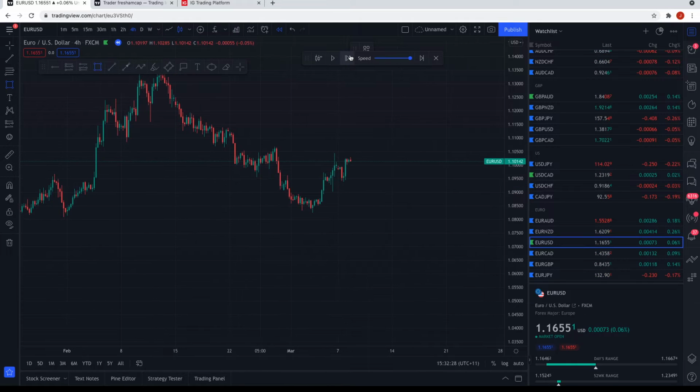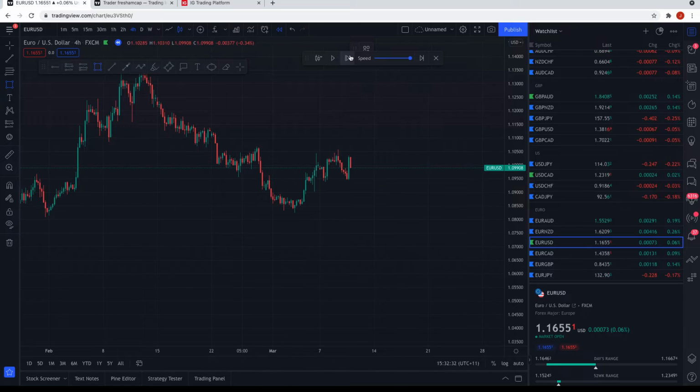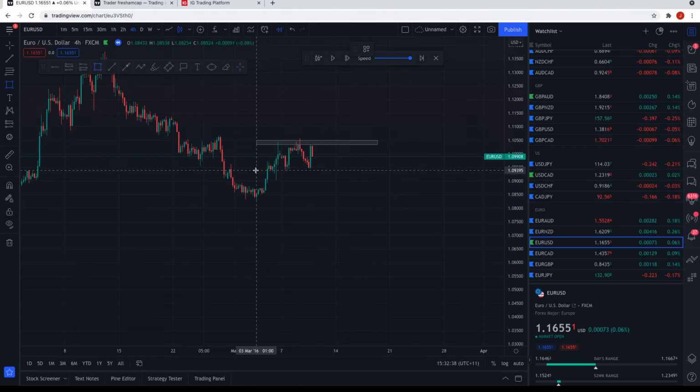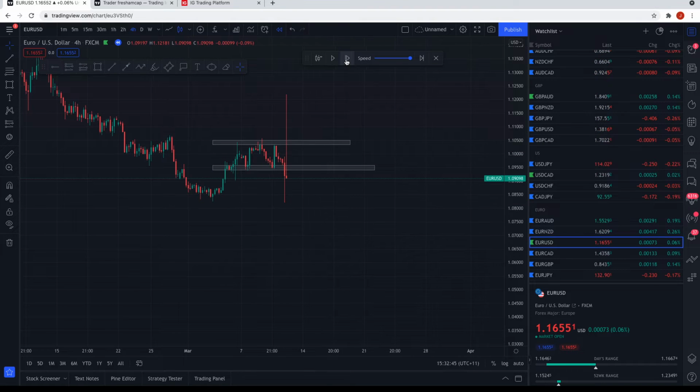Nothing really going on here. Okay, so here we can see structure has formed, and we are creating higher highs and higher lows, which I do like. So I would like to see a continuation up.